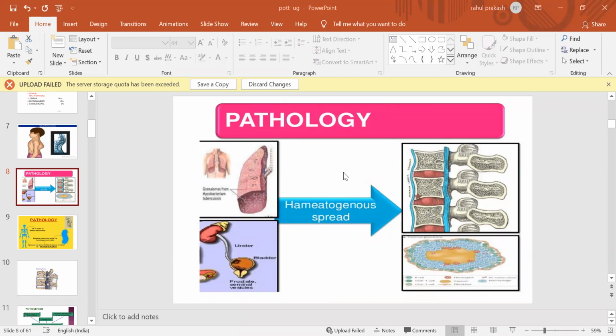So how does TB spread? Primarily TB infects the lungs, or it can infect somewhere else, and from there via blood circulation it comes to the spine. So in the spine it comes through hematogenous spread. It cannot be direct spread. So TB in the spine is always secondary, never primary.